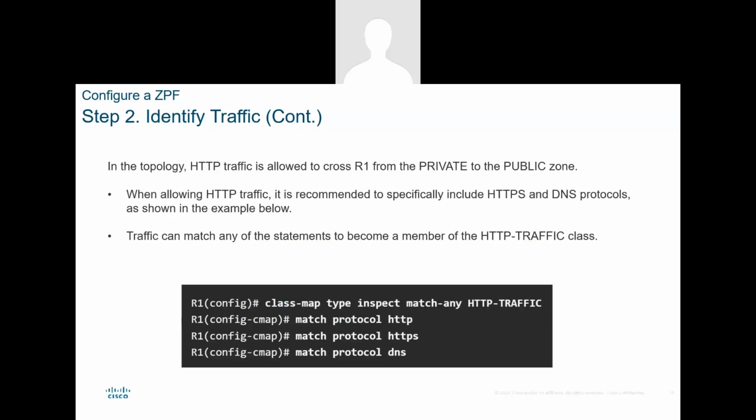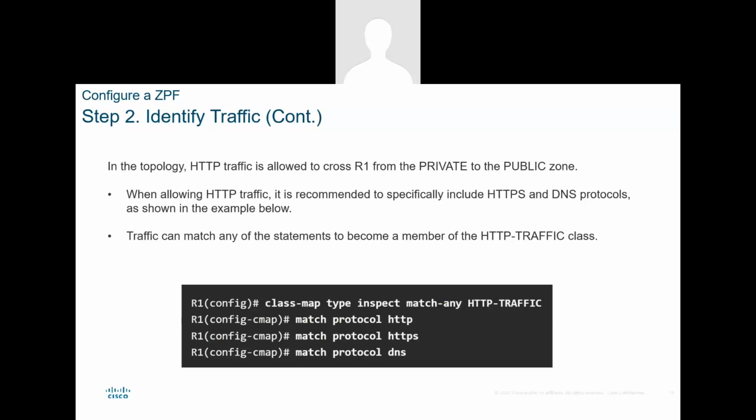We'll see on slide 15, we're going to define a class map. If we look in here, we'll see that here we've got the match, with match protocol HTTP, HTTPS, DNS. So this class map groups these together into a single class. The reason this is done this way is because these protocols are commonly allowed between private and public zones. That gives you a sample of using a class map.